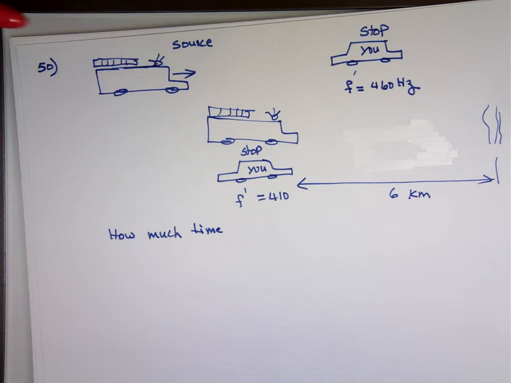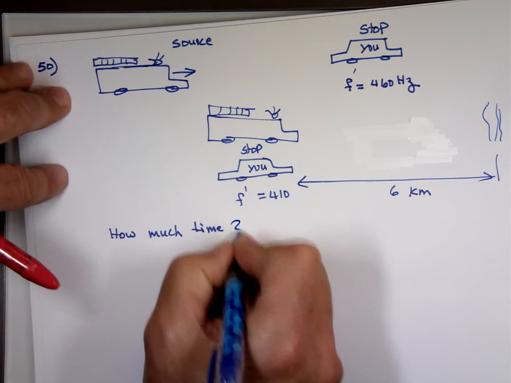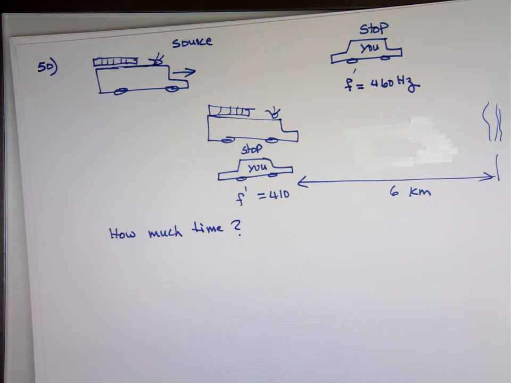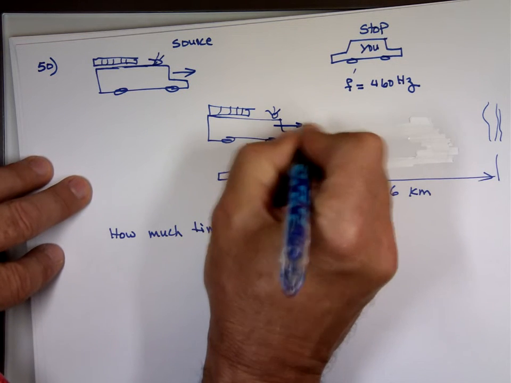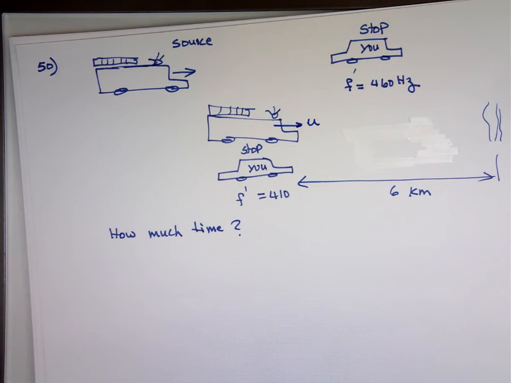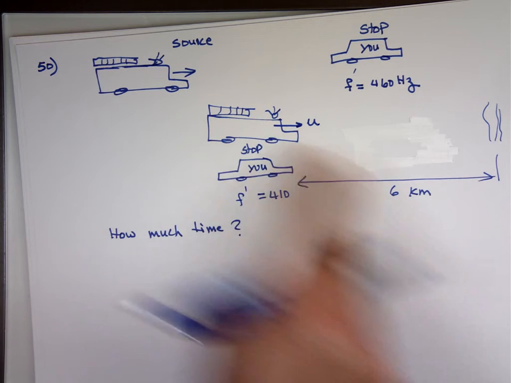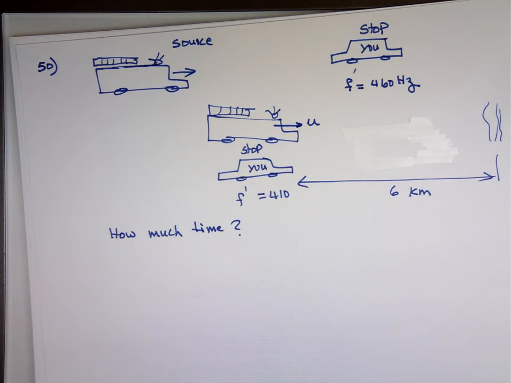How much time is going to be required for the truck to get to that fire? Which means I need to know the speed of that truck. Because if I know the speed, I know the distance. Time is what? Distance divided by speed.